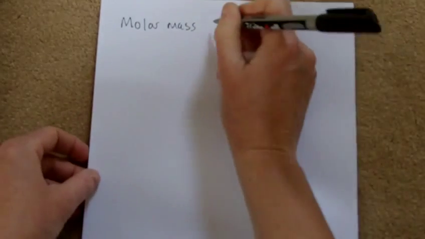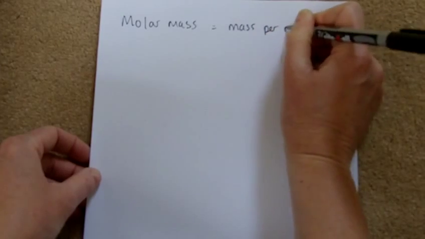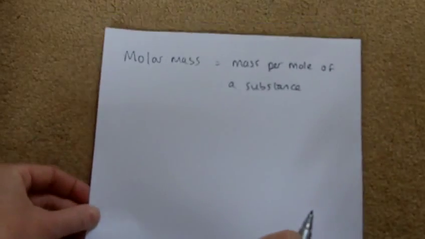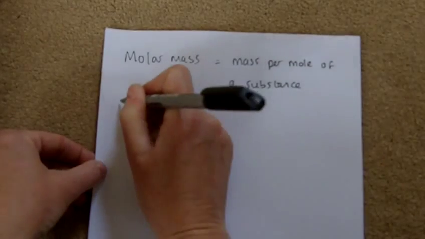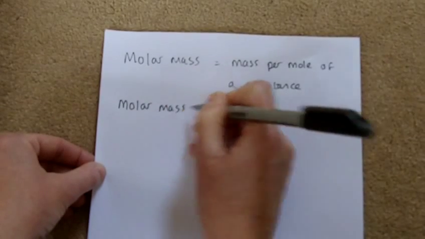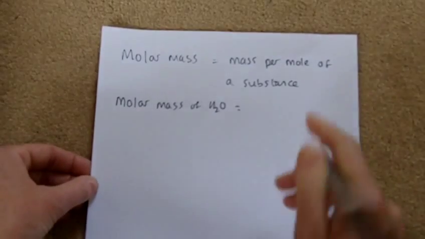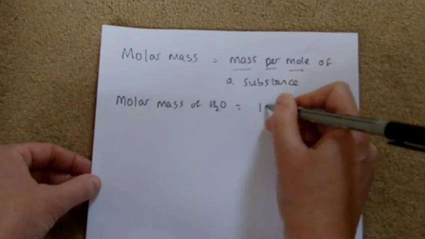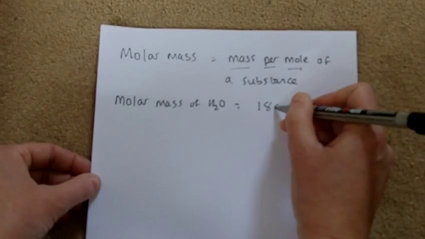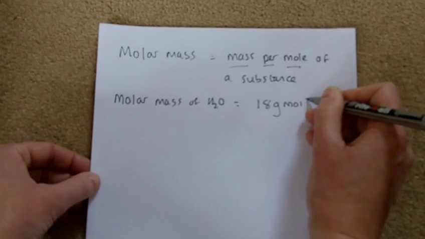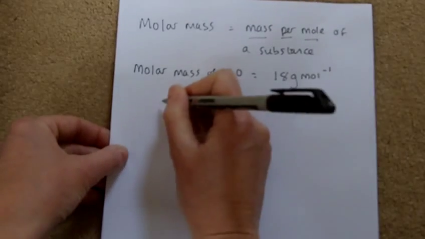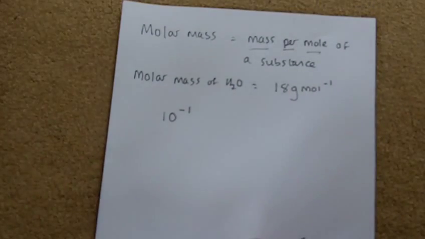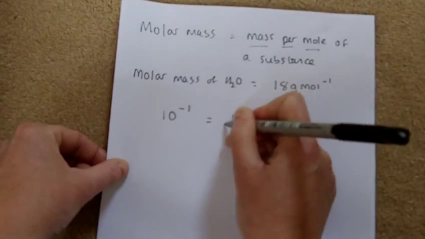Molar mass is the mass per mole of a substance. So if I was to ask you the question, I could say, okay, what is the molar mass of water? Then it's the mass of 1 mole of substance. So we already know that the relative molecular mass is 18 for water, 16 and 2. So it's the mass for every mole, per mole. Do you know in maths, if you have 10 to the power of -1, what does that mean? It means 1 over 10.